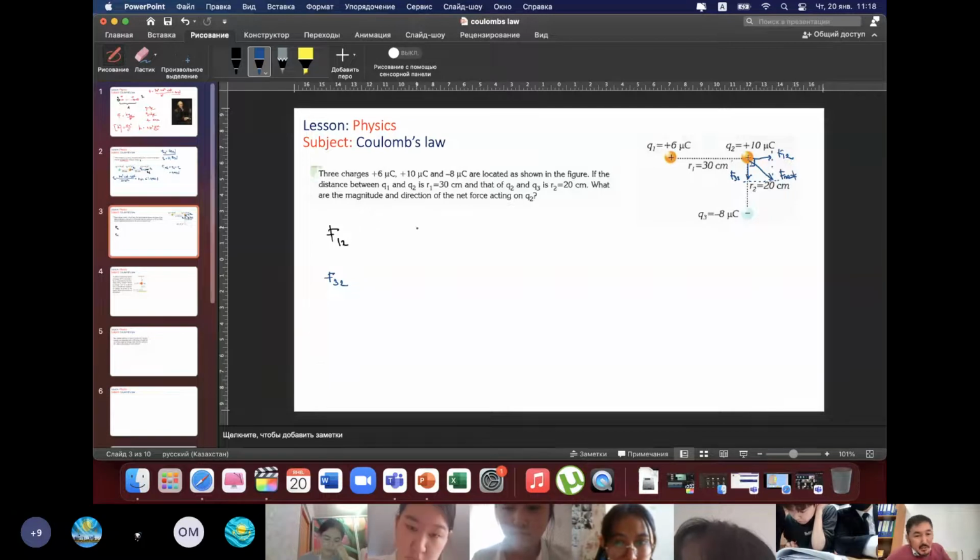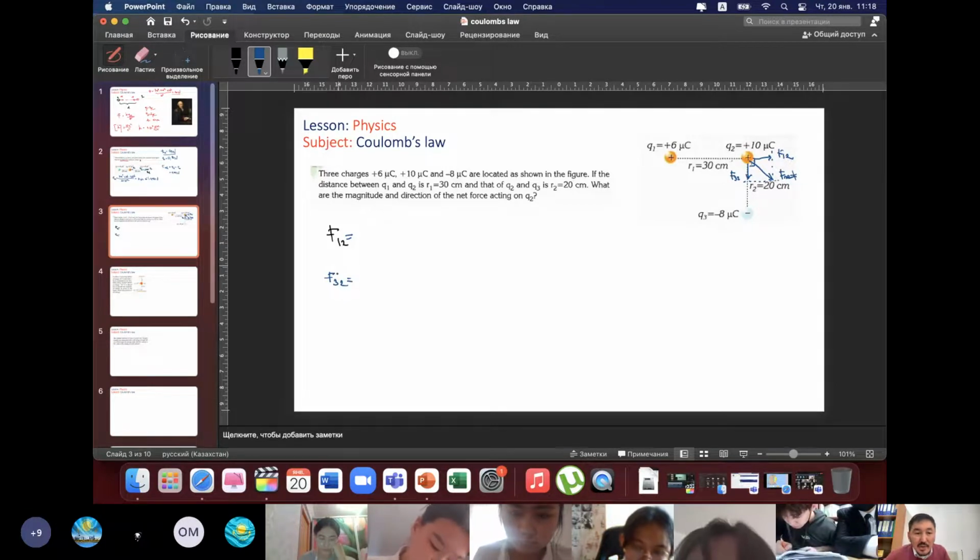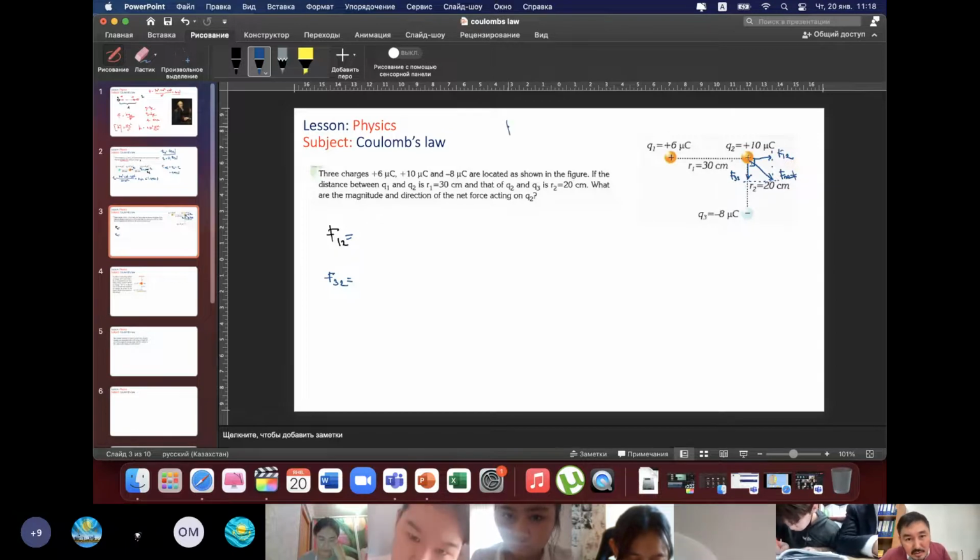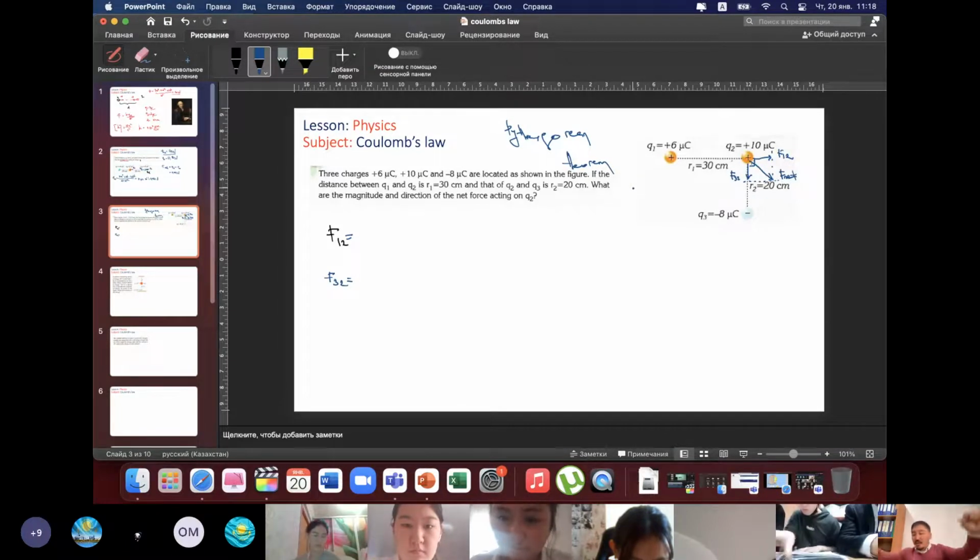First of all, what do you do? First mark the directions. Now find F1,2 and F3,2, and then, as Bauyrzhan said, find F net by the Pythagorean theorem. Let's give this two minutes. I will start writing here; if you have solved it already, write it down.